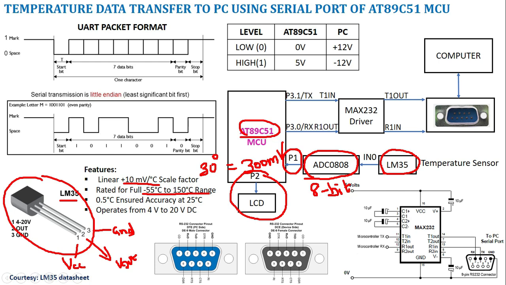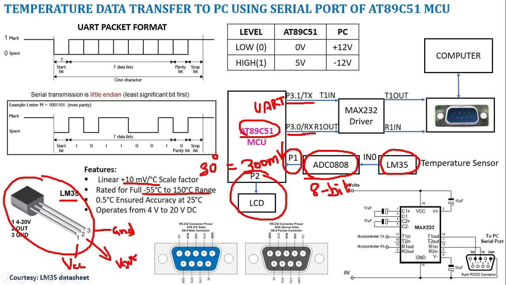In order to send this temperature data to a PC, we will be making use of the inbuilt UART module in the microcontroller. UART stands for Universal Asynchronous Receiver Transmitter, which is an asynchronous mode of communication where we use 3 lines: a transmitter line, a receiver line, and a ground line to transmit the data as well as to receive the data. The transmitter line is multiplexed with port 3.1 and the receiver line is multiplexed with port 3.0.